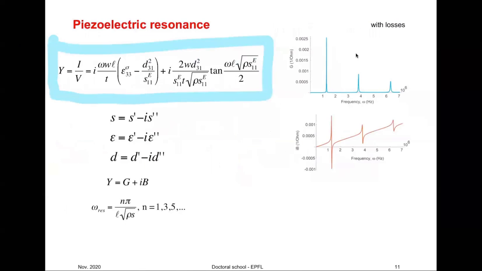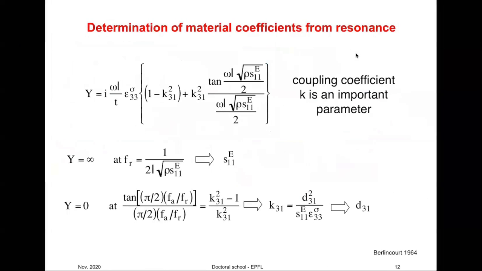Second, if we plot the full admittance, which is equal to the square root of B squared plus G squared, you will see that it crosses zero. If we put this equal to 0, these are the frequencies where admittance becomes 0. We will be able to calculate the coupling coefficient from this equation.